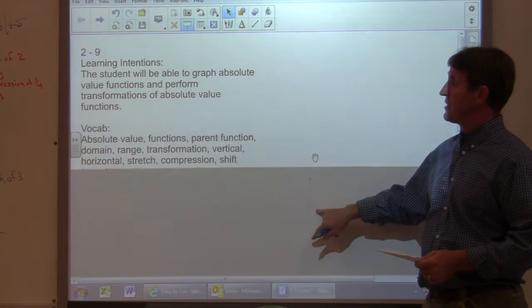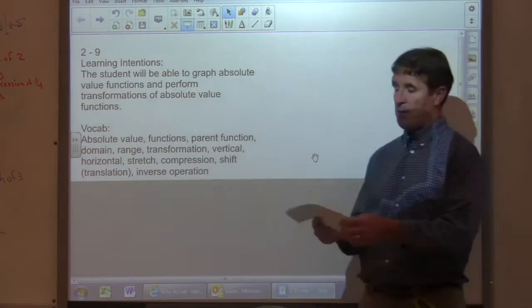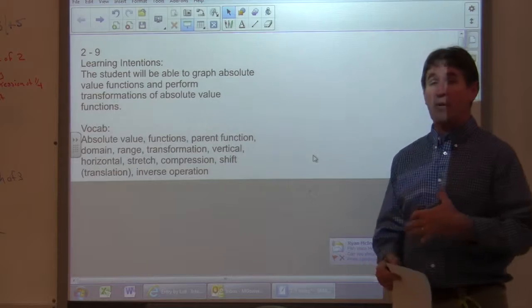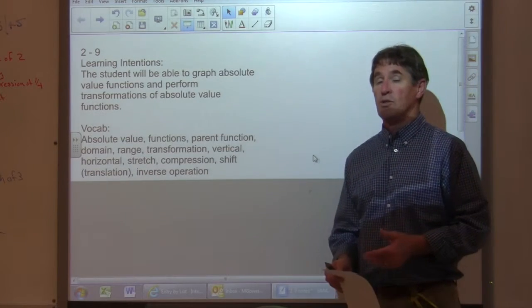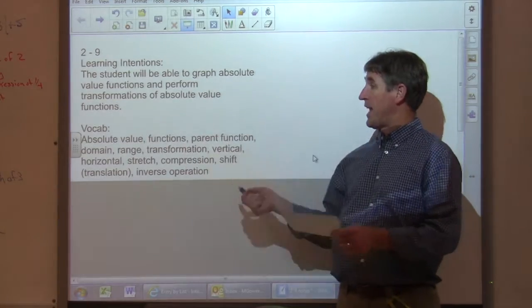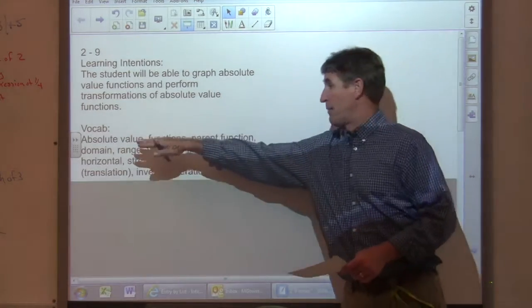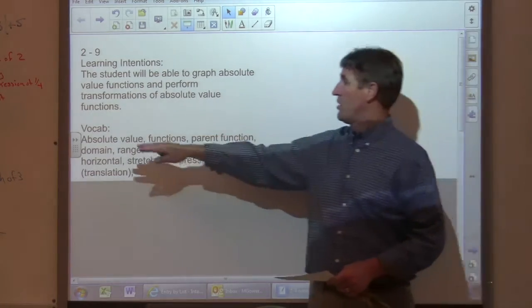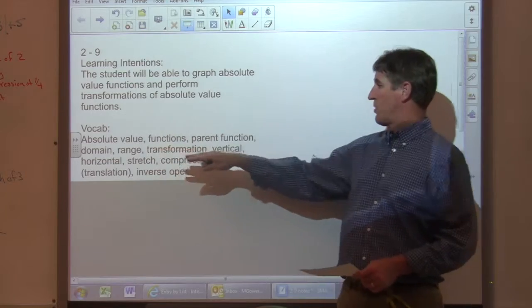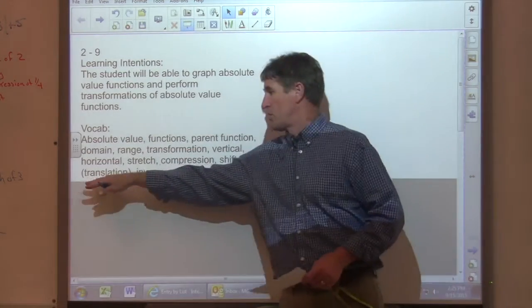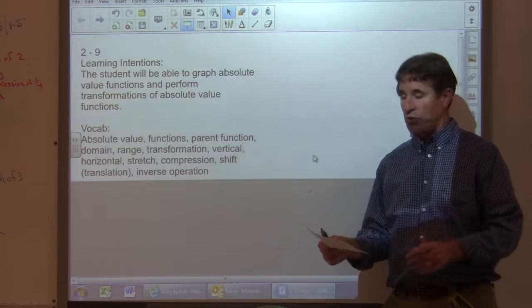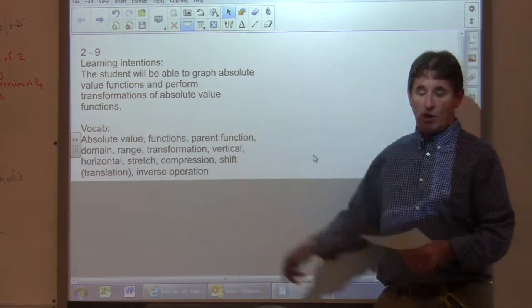The other thing that you're going to add to this piece of paper is vocab that we're going to go over today. Hopefully some of this you already know, but it's important stuff that you need to know to do the assignment. So we'll go through this vocabulary, and you want to write these down on the piece of paper. You're going to put absolute value functions, parent function, domain, range, transformation, vertical, horizontal, stretch, compression, shifts, which is also another term, translations, and inverse operation. Those we'll go through, but by the end of this, you should know what all these terms mean.